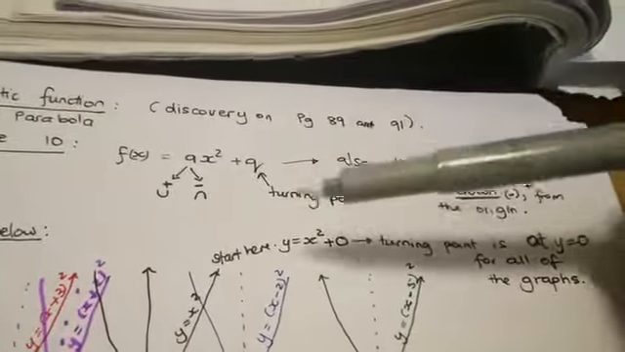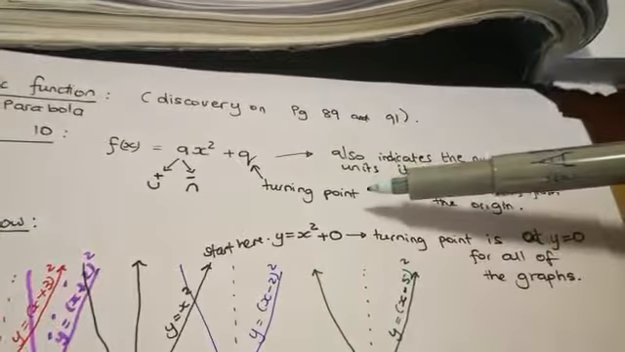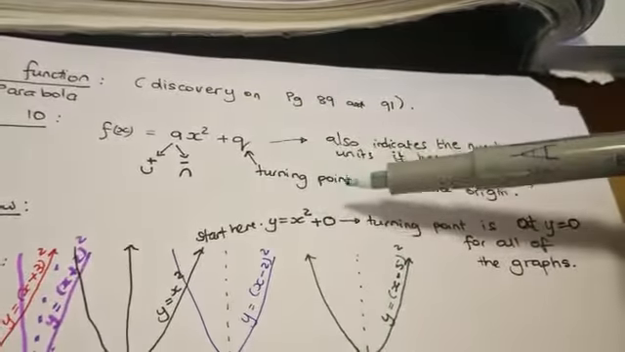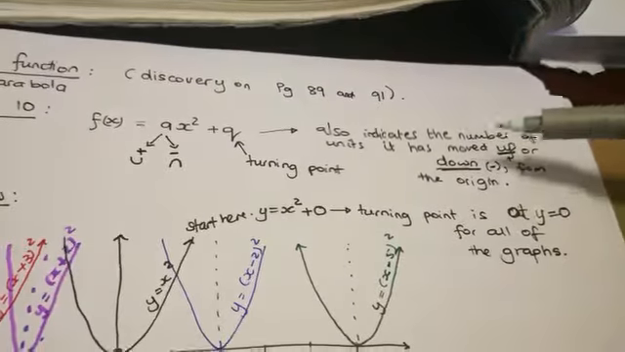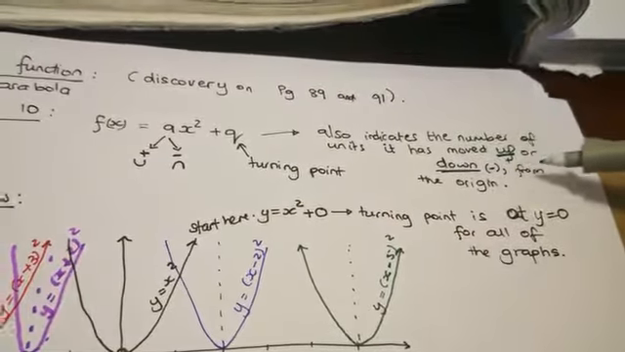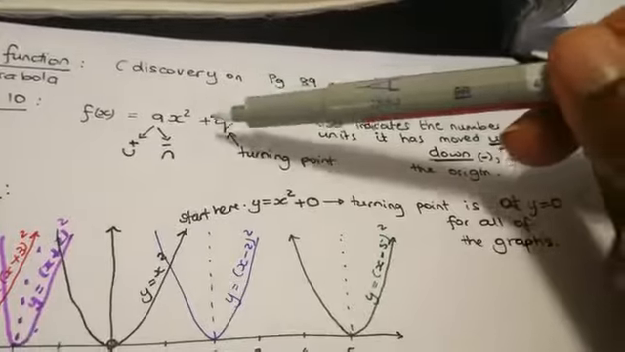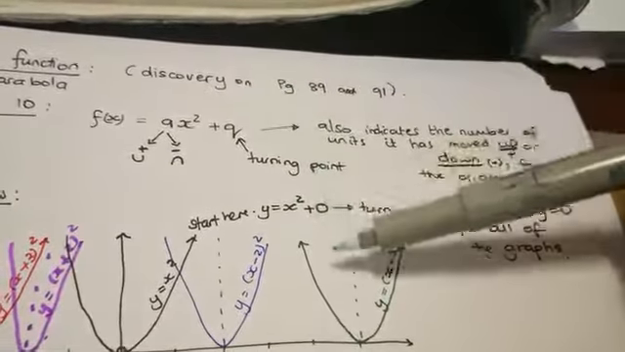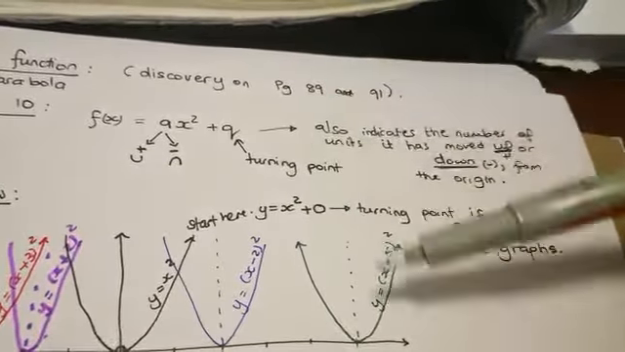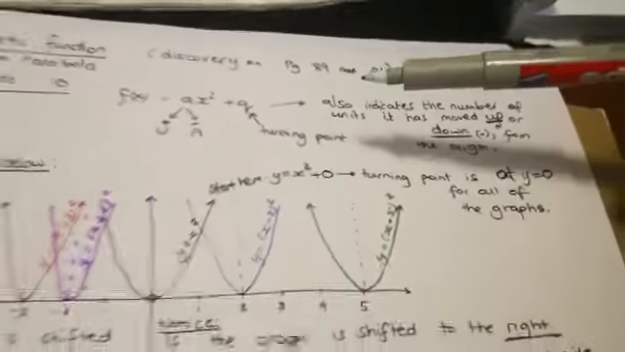Then q marked the turning point. Now the turning point also indicated the number of units the graph has moved up or down. So remember, q just marks the movement of the graph up or down along the y-axis.